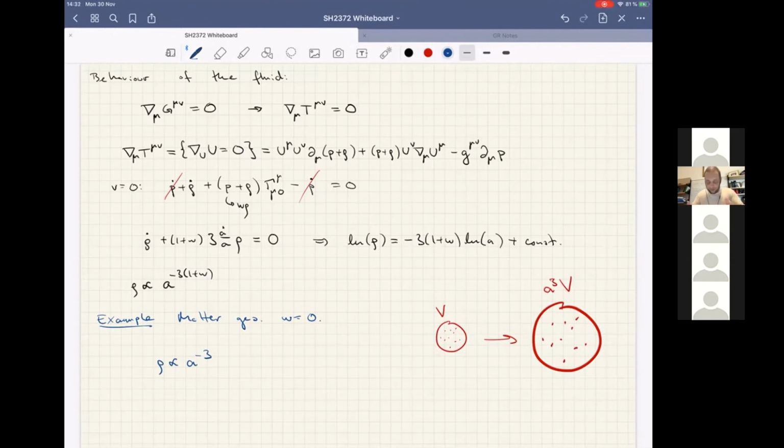A similar argument for the photon gas, we will get a to the minus 4. So it's the same argument, but with the fact that photons also go into redshift when the universe expands. That is going to give an extra factor of the scale factor. Are there any questions? Okay.